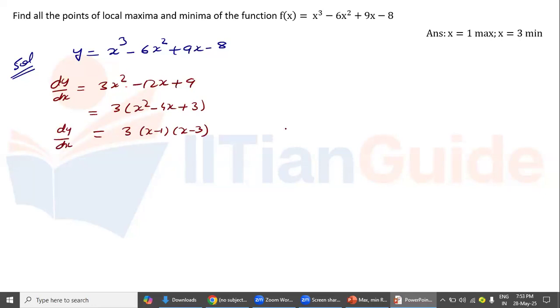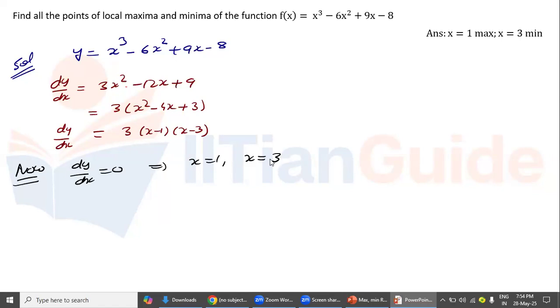Now I'm making dy by dx equal to 0. That means (x minus 1)(x minus 3) is 0, so x is equal to 1 or x is equal to 3. I have got 2 points. At these points it may be a maximum or minimum. At one point it will be maximum, at one point minimum. In a rare question, or practically it is impossible, we will not get maxima at both points or minima at both points. However, it is possible.